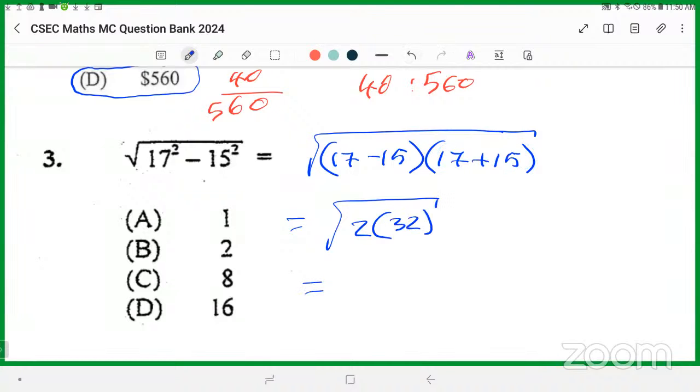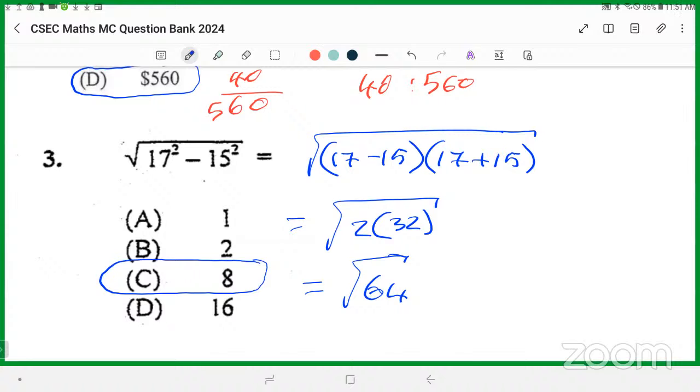2 times 32 is 64. So you're doing the square root of 64, which everybody knows is 8. Good? That is 8. But if you know your Pythagorean triple, the 8, 15, 17 triangle, you know the answer is 8 as well. You see that? The Pythagorean triple 8, 15, 17, just like the 3, 4, 5.